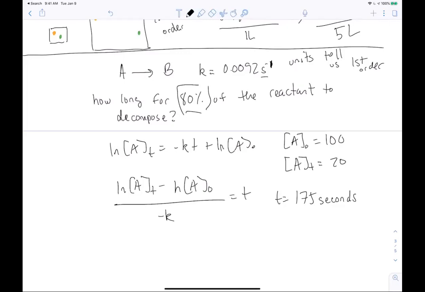Let's see, second order reaction, would that work? Yeah, I guess it would work for a second order reaction, it would be fine. It's the half-lives for second orders that get a little bit weird.